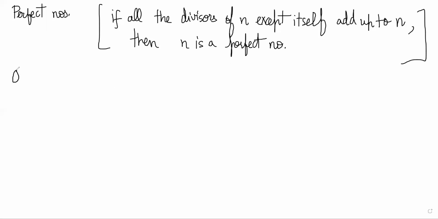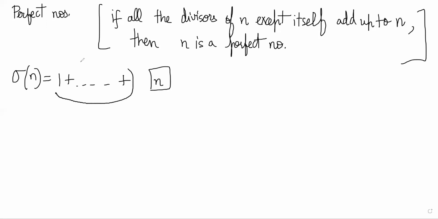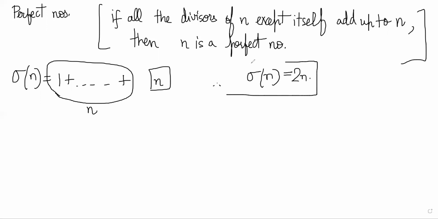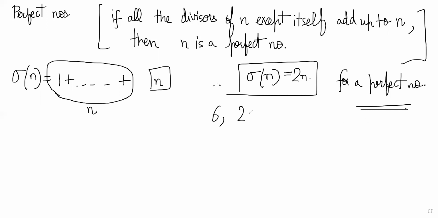So what does it mean? Sigma of n was the sum of all the divisors, including n itself. So obviously sigma of n includes n itself, and we are saying that the divisors other than n should add up to n for it to be a perfect number. So you can say that sigma of n should be equal to 2 times n for a perfect number. Examples are 6 and 28.